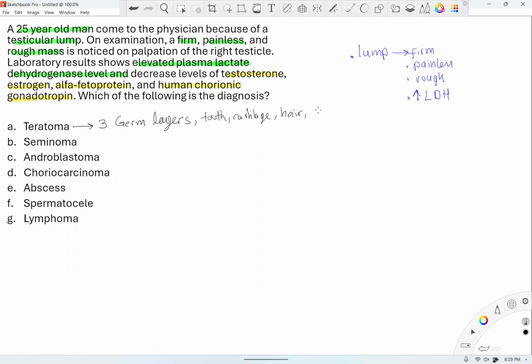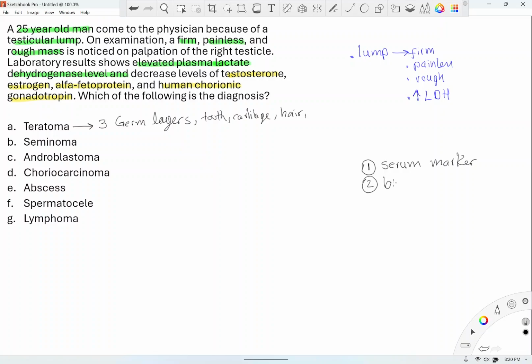What is the marker? Let's look at it this way. If I want to diagnose testicular cancer, number one, all of them will be firm, painless, rough. So that doesn't help me. What helps me is serum markers, to differentiate between them and see which type it is. Teratomas, seminoma, androblastoma, choriocarcinoma, all these are testicular cancers. I'm in a rush, so I'm going to go a little bit quicker. Serum markers are what we look for to differentiate between testicular cancers.